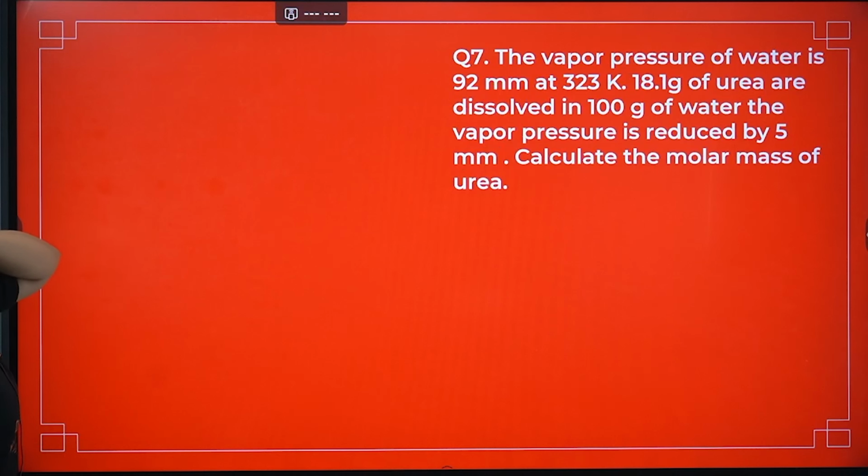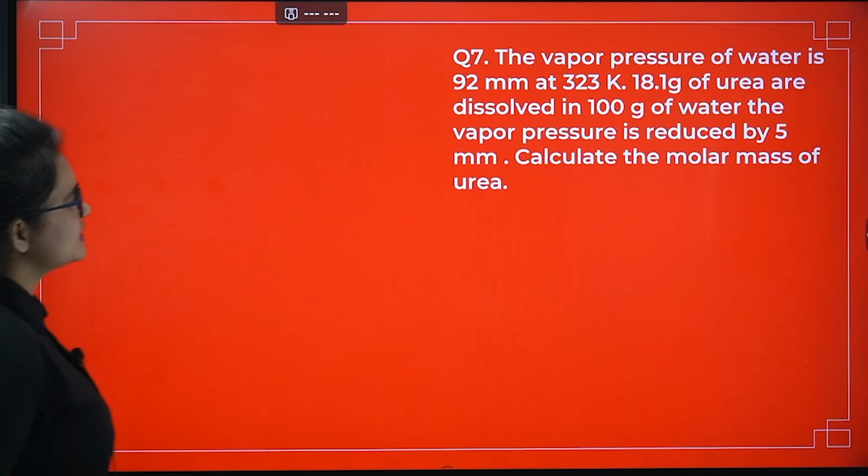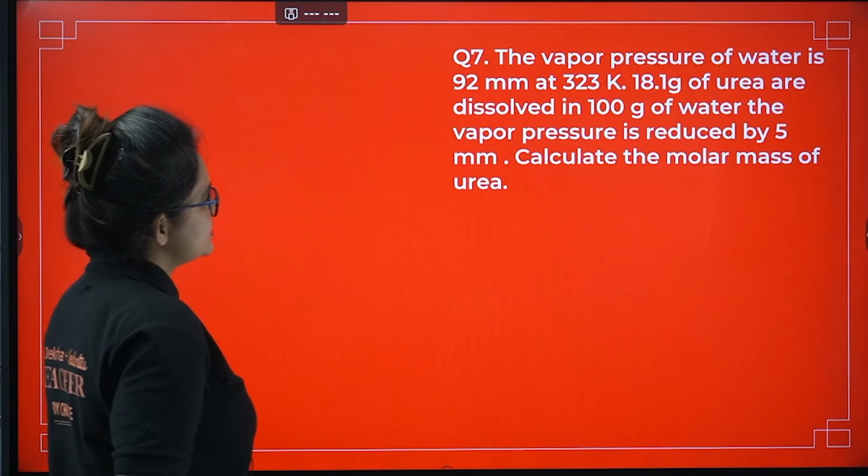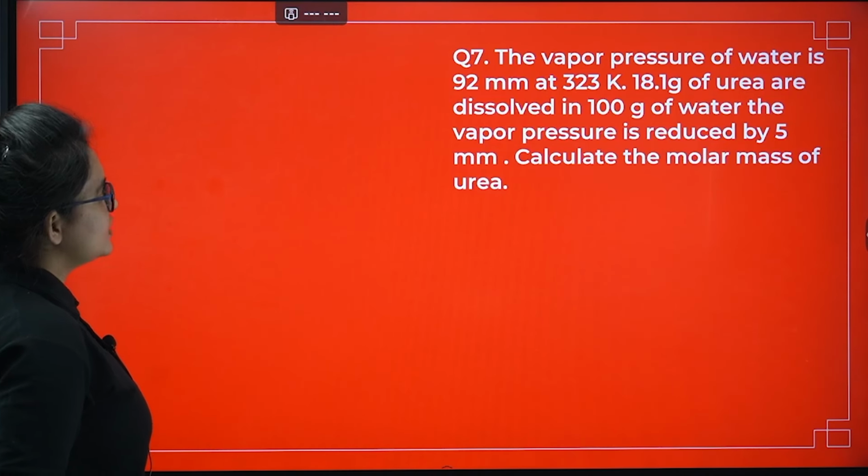Let's go ahead. The vapor pressure of water is 92 mm at 323 Kelvin. 18.1 gram of urea are dissolved in 100 gram of water. The vapor pressure is reduced by 5 mm. Calculate the molar mass of urea.